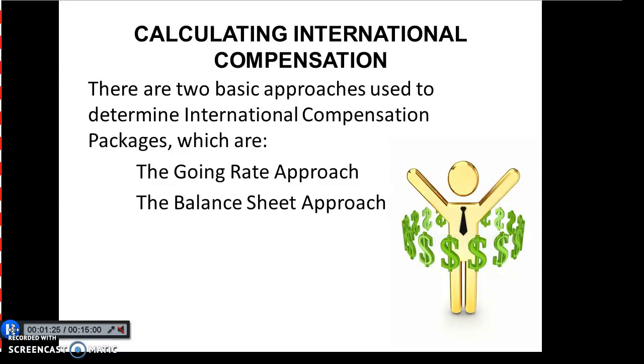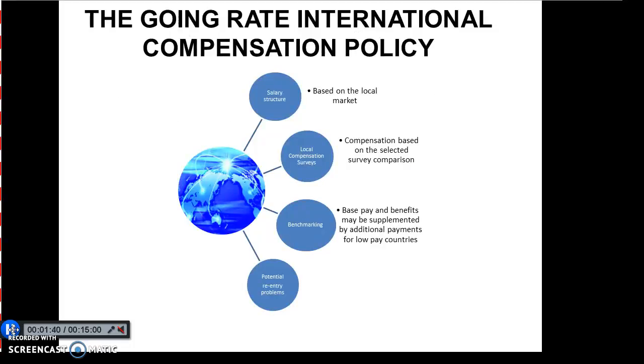Let's look at calculating the international compensation for these workers. There are two basic approaches used to determine international compensation packages: the going rate approach or the balance sheet approach. The going rate international compensation policy. Let's look at this first.